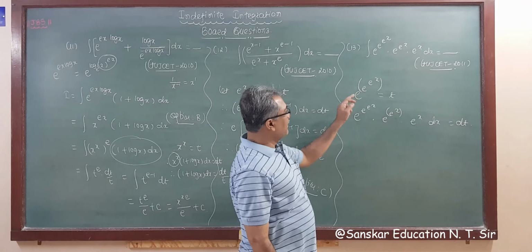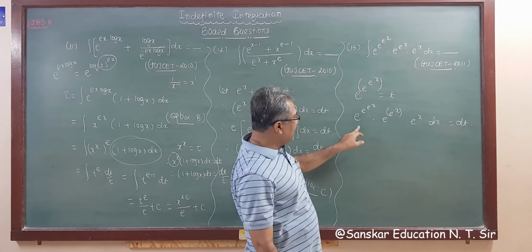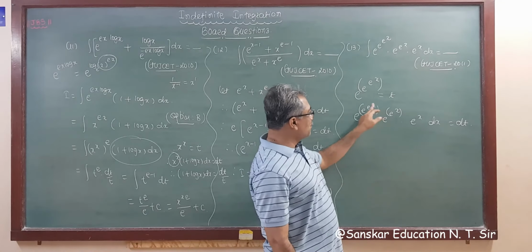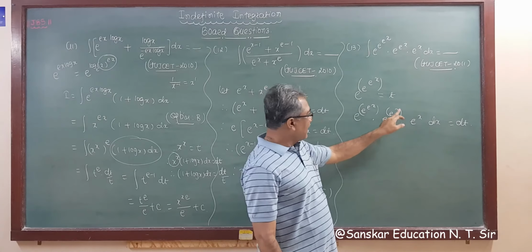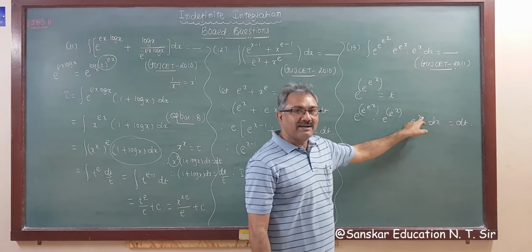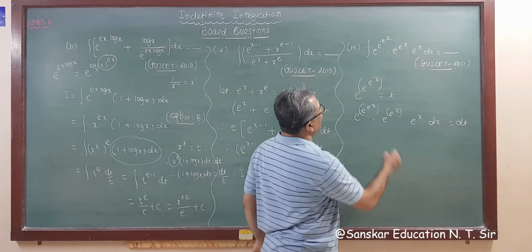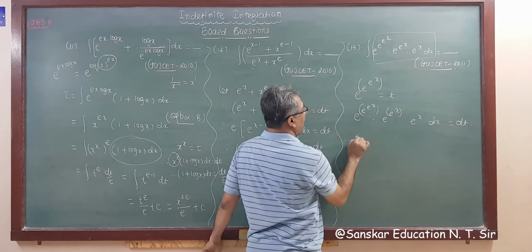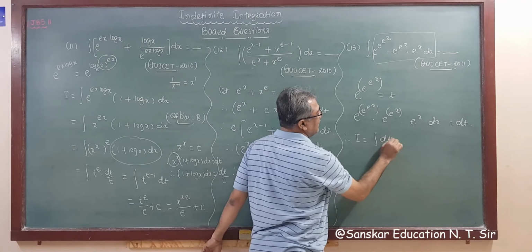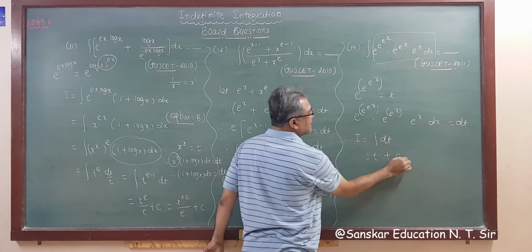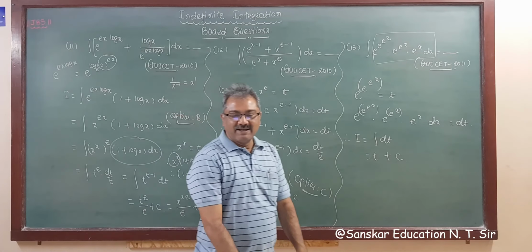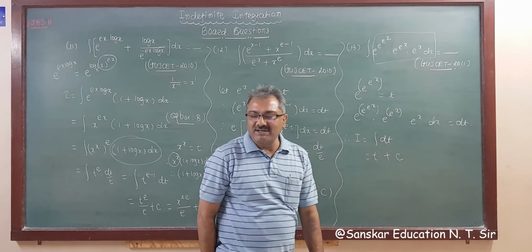Got it? The derivative of e raised to bracket is e raised to bracket, the derivative of bracket again is e raised to bracket, and the derivative of e raised to bracket is e raised to bracket, and the derivative of x is 1. So now what is this? This is nothing but dt, so I is equal to integration dt, that is the answer is t plus c.